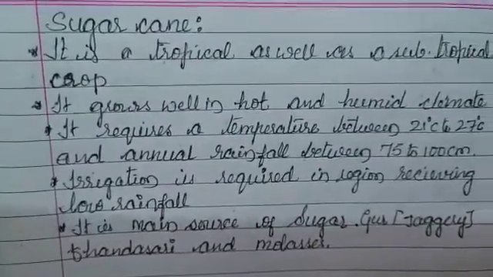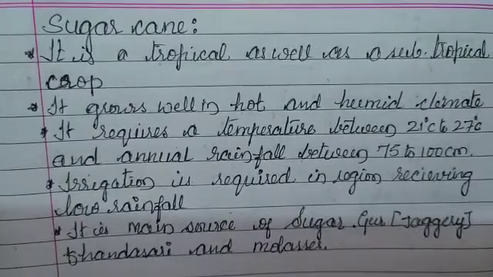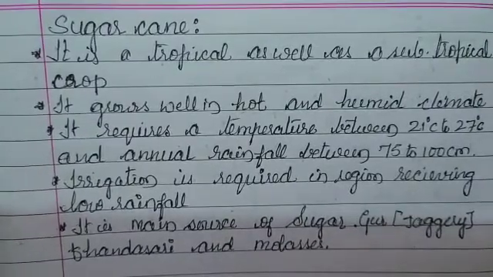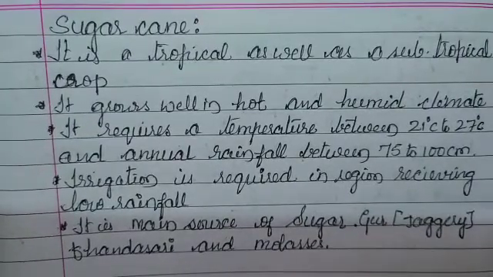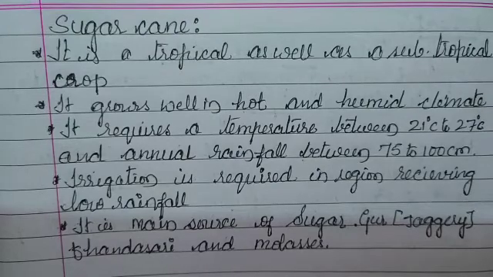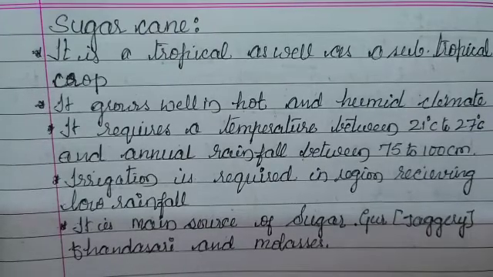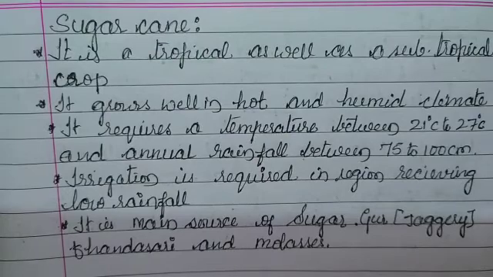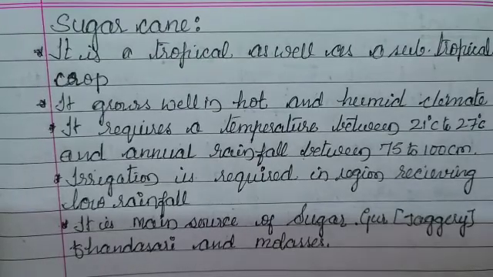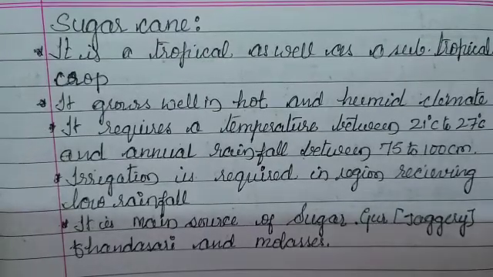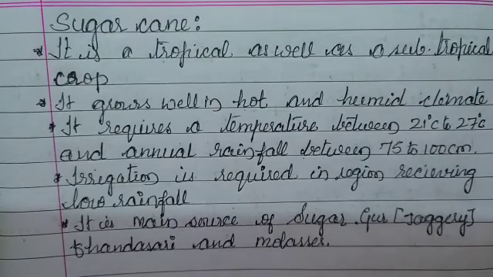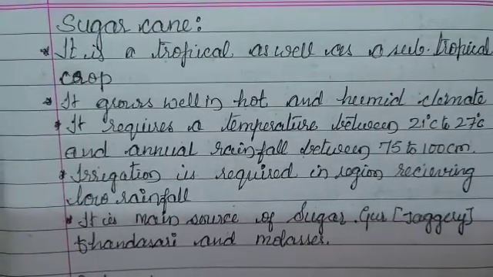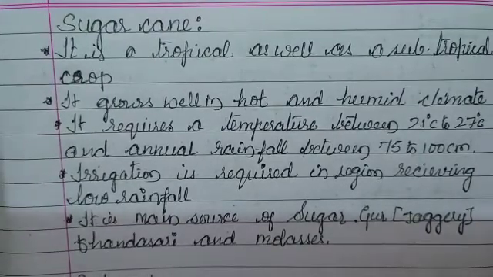Today's class: in the previous class, we were discussing agriculture. In that, we learned things like the meaning of agriculture, different types of farming, and food crops. In today's class, we are going to talk about crops other than food crops, other than grains.